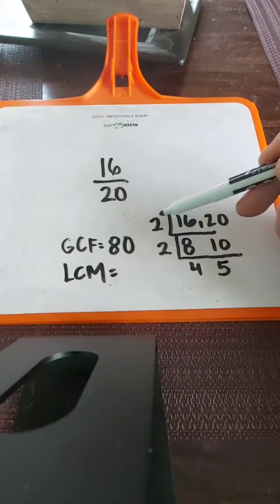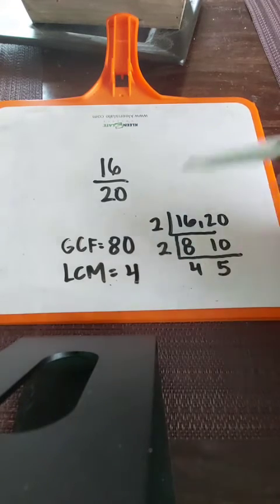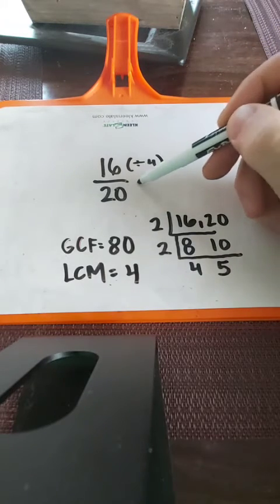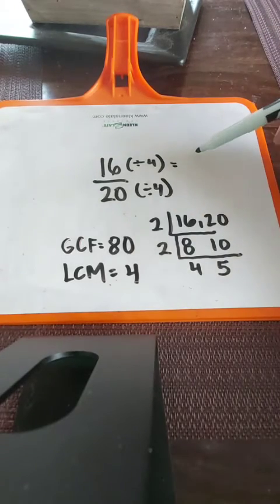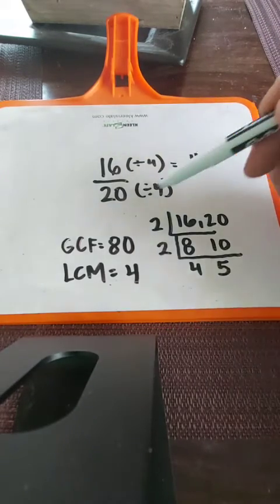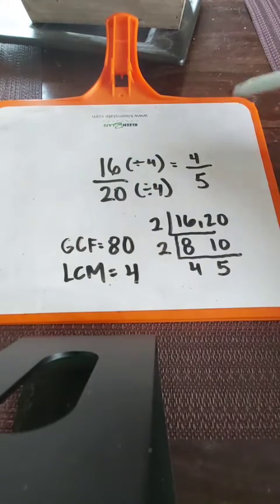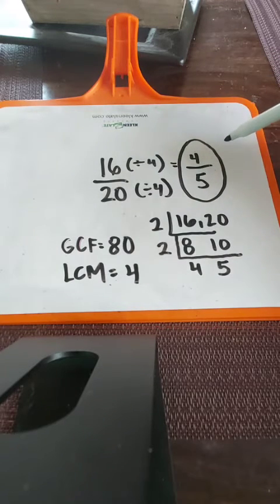So to get our LCM, we're going to take the two outside numbers, which is 2 times 2, which equals 4. All right, so we're going to divide the top and the bottom by 4. 16 divided by 4 is 4, and 20 divided by 4 is 5. So therefore, 16/20 has a simplified fraction of 4/5. Okay, so we can use our LCM to turn big fractions into small fractions.